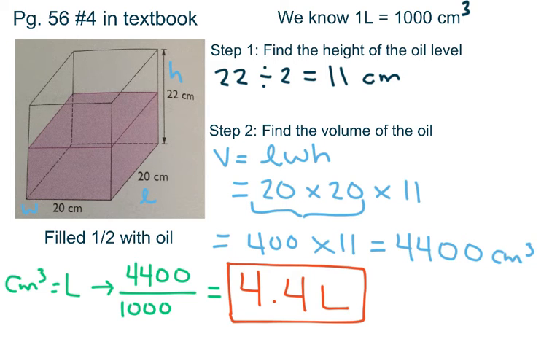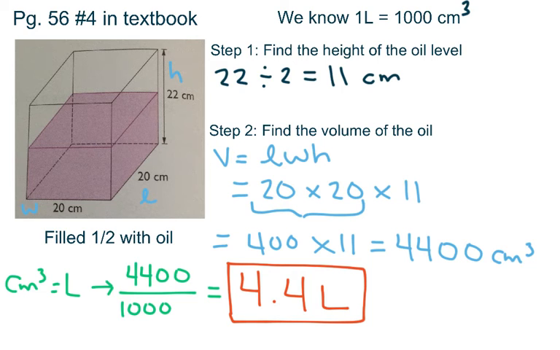So, for centimeters cubed to liters, we know that for 1,000 centimeters cubed, we would have 1 liter. So if we have 4,400 centimeters cubed, and we divide that by 1,000 centimeters cubed, that's going to give us our liters of 4.4 liters.